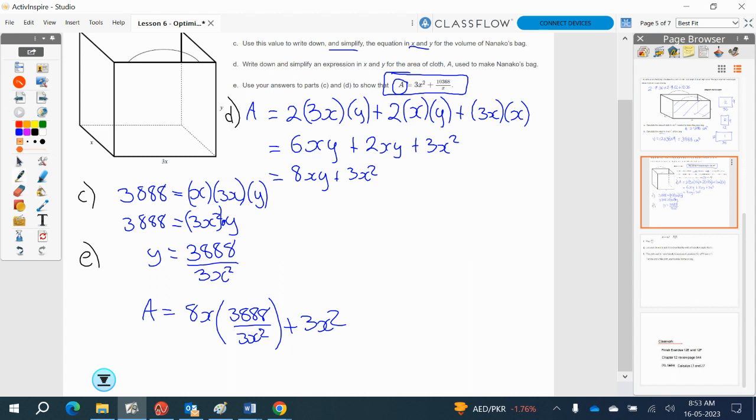So we need to simplify. This x squared simplifies with this x. And if you look at where we're heading, the last bit is to try this on your calculator. You've got 8 times 3888 divided by 3. You've got 8 times this number divided by this number.